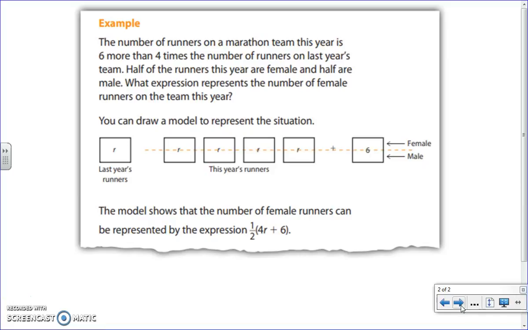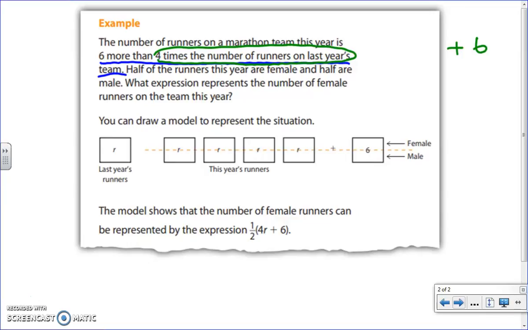Wow, super complicated problem. Lots of words, lots of things to think about. Let's start with just the first part of the information. It says the number of runners on a marathon team this year is 6 more than 4 times the number of runners on last year's team. When I look just at that, what I see is 6 more than. More than is one of those phrases that really indicates that 6 needs to come at the end of the expression. So I know we need 6 more than 4 times the number of runners on last year's team.